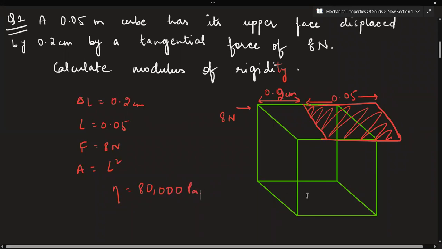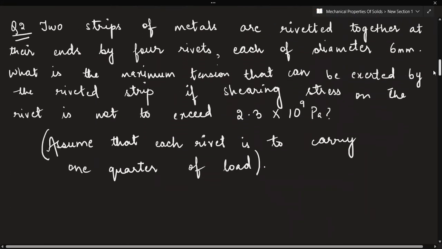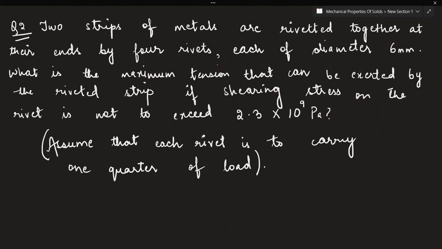Just try one more question based on this shear modulus. Try this question. Two strips of metals are riveted together at their ends by four rivets. Now, the diameter of each of the rivets is 6 millimeters. You have to calculate what is the maximum tension that will be exerted by the strip. And the shearing stress should not exceed this much value, 2.3 into 10 to the power 9 pascals.